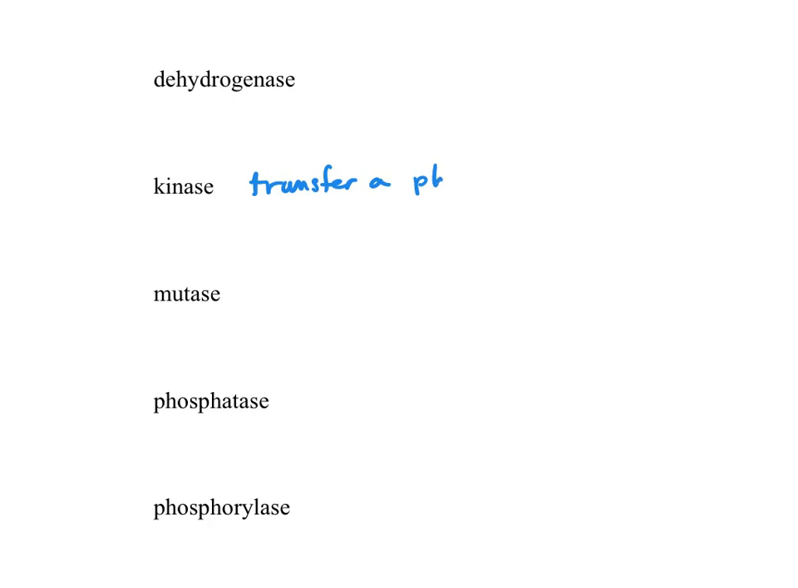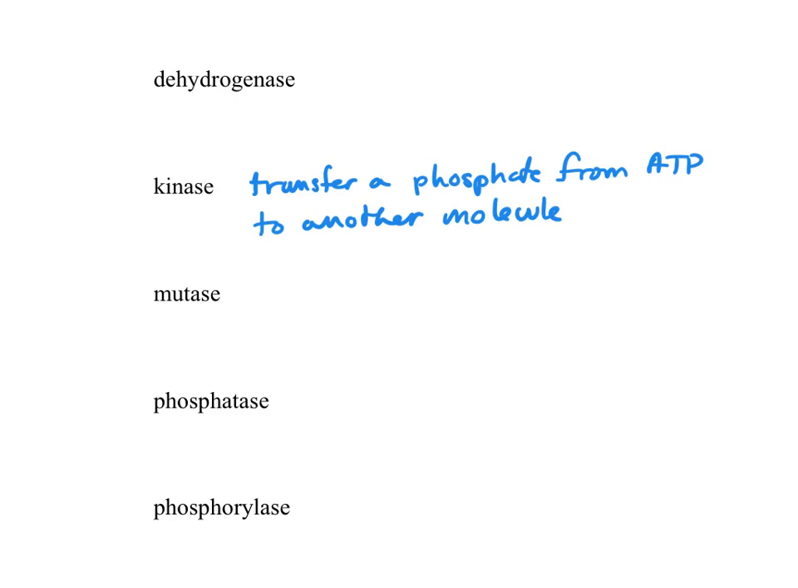What we can say is this is an enzyme that transfers a phosphate from a nucleotide triphosphate, almost always ATP, but it could be other things too. It transfers a phosphate from ATP to another molecule. That's exactly what we saw happen. You're going to use the phosphoanhydride energy that's released when you break that bond to drive it on and form a phosphate bond to something else.